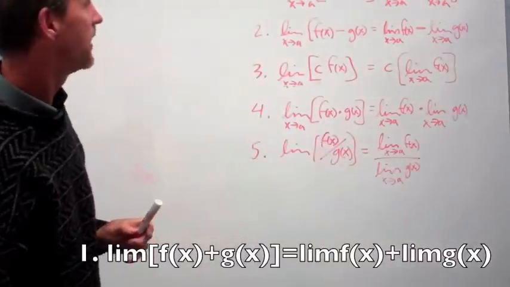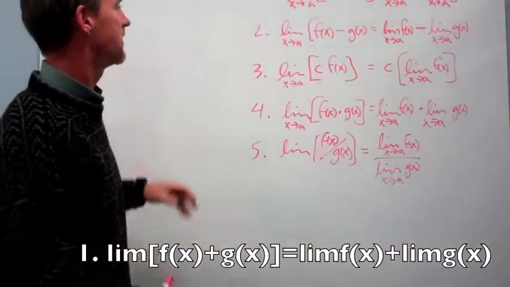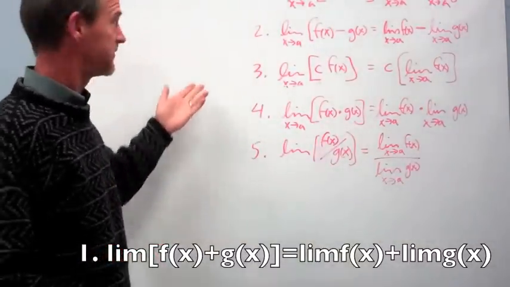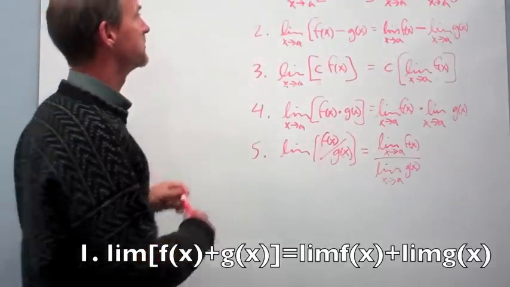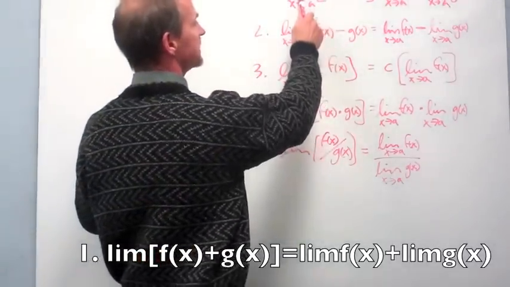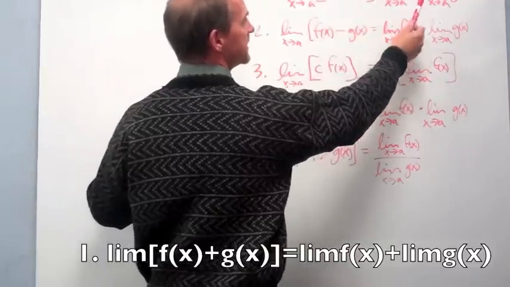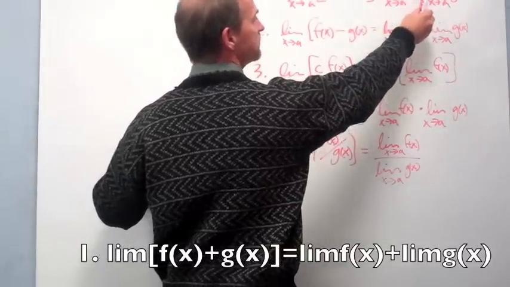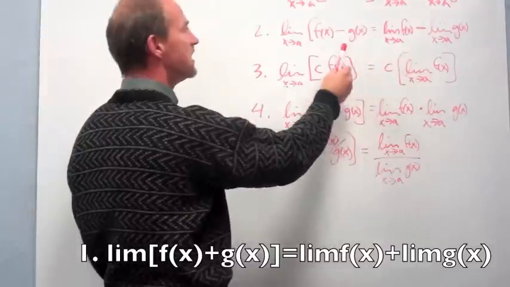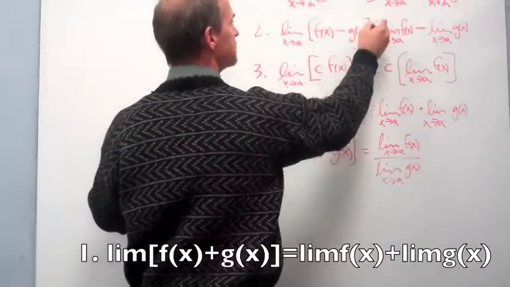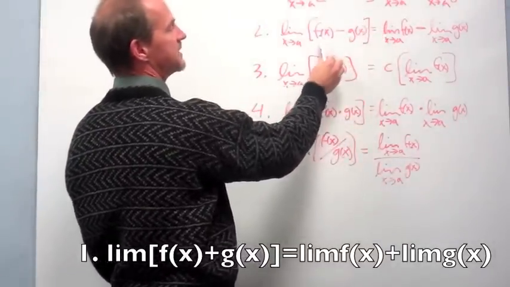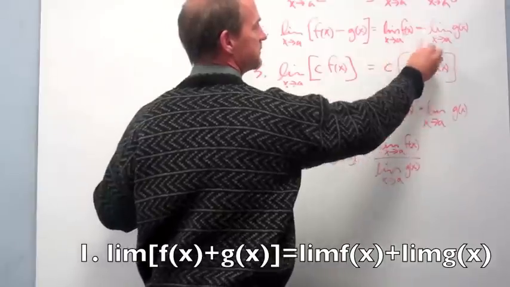Okay, there we go. These are the 5 limit laws. They are common sense, I think. If you look at them, they're exactly as you'd expect them to be. If we're taking the limit of the sum of 2 functions, we can just break that apart and say it's equal to the limit of one function plus the limit of the other function. If we're looking at the difference of 2 functions, I can then just take the difference of those 2 limits, all right?